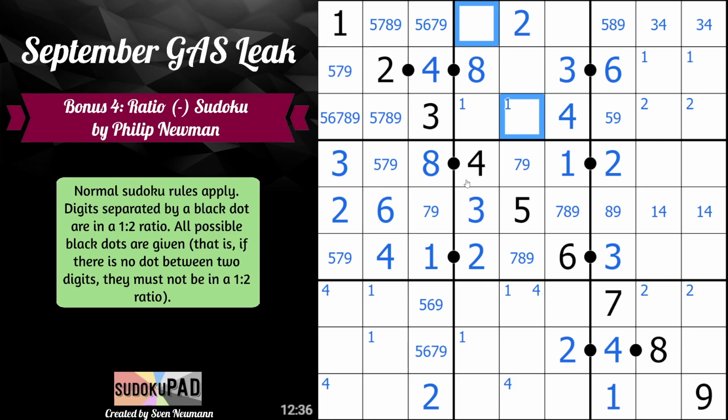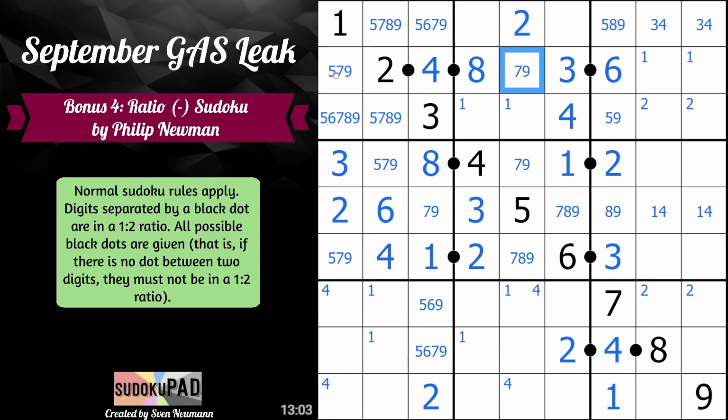6 has a couple options, and then it's 1, 6, and then 5, 7, 9. It can't be 1 or 6, so this is just 5, 7, 9. Sorry, of course it can't be 5. Oh, wait a second, let me make sure.